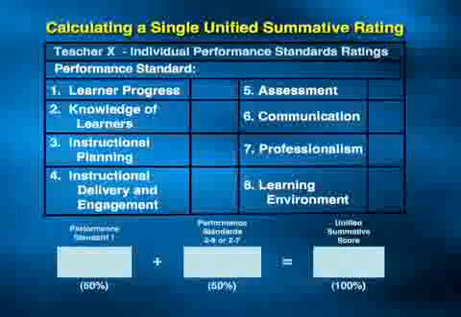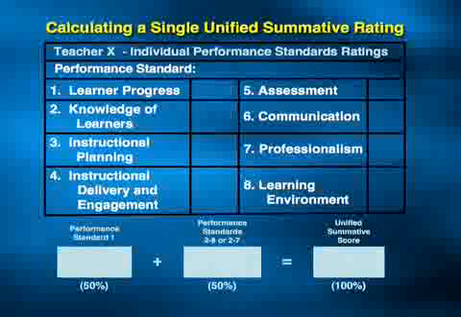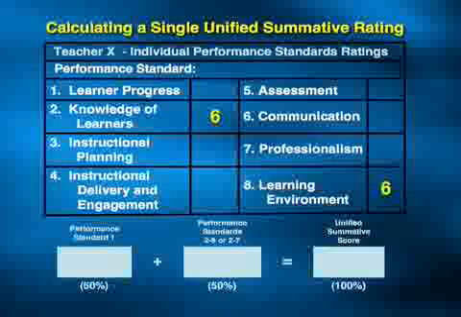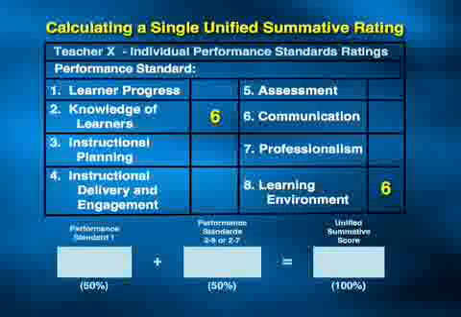Now that we have discussed how the calculation works, let's review an example. Let's start with the standards relating to professional practices. For a classroom teacher, these would be performance standards 2 through 8. On the observable performance standards, Teacher X receives an effective rating on Standard 2, knowledge of learners, and on Standard 8, learning environment, garnering 6 points each out of a possible 8 points.